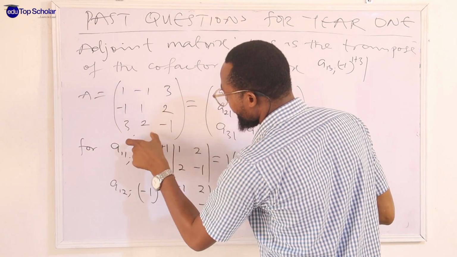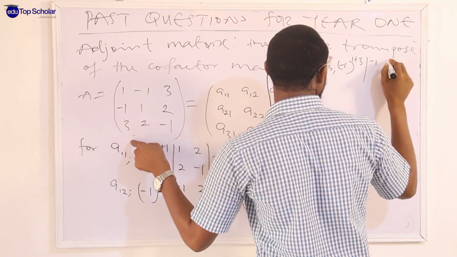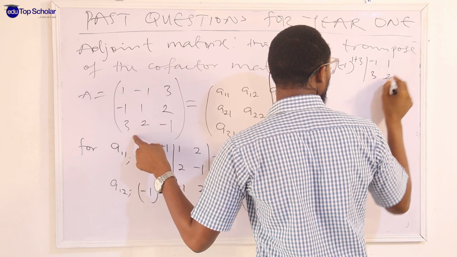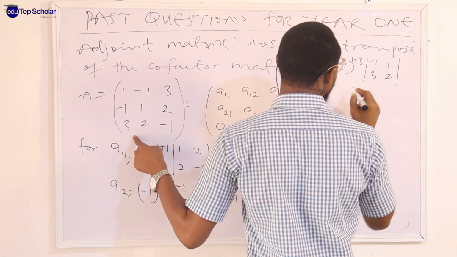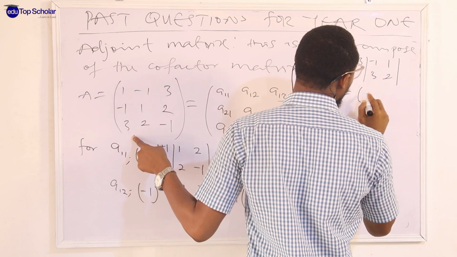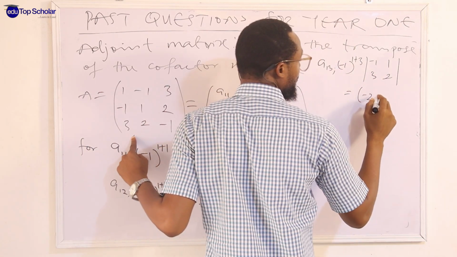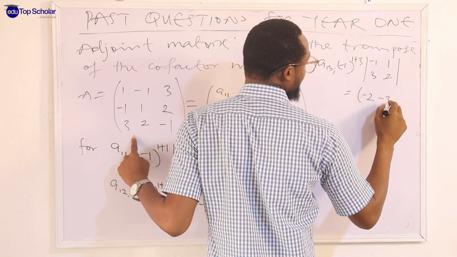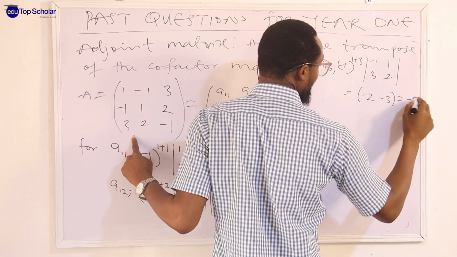We are left with the 2 by 2 matrix, minus 1, 1, 3, 2. We compute the determinant of this and we have minus 2 minus 3. This will be minus 5.